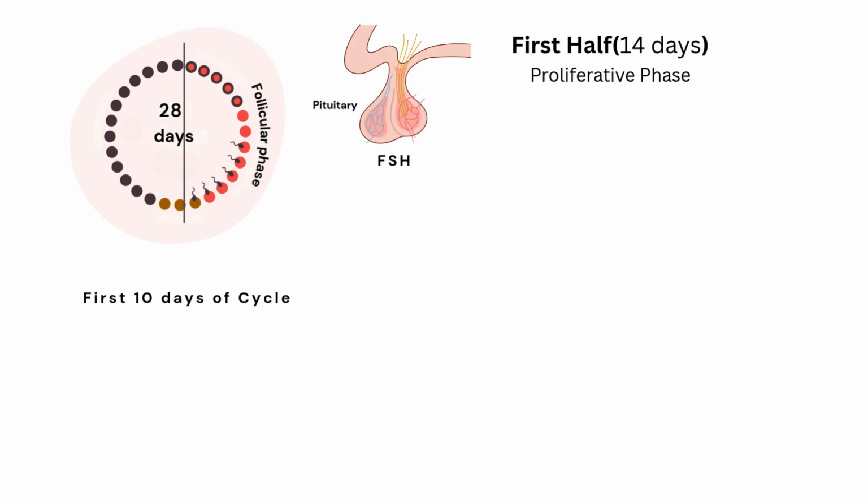During this first half, the ovary is busy preparing an egg, and simultaneously, the uterus is building up its lining, transitioning from the menstrual phase right into the proliferative phase. For about the first 10 days, FSH stimulates the granulosa cells of those growing follicles to produce aromatase, an enzyme that helps manufacture estrogen. But here's the trick.